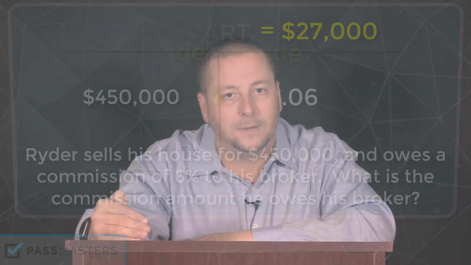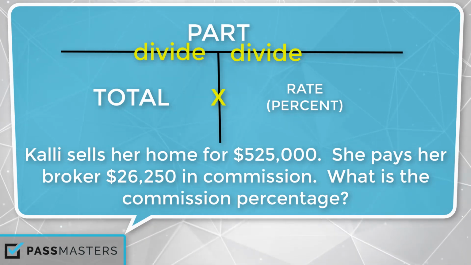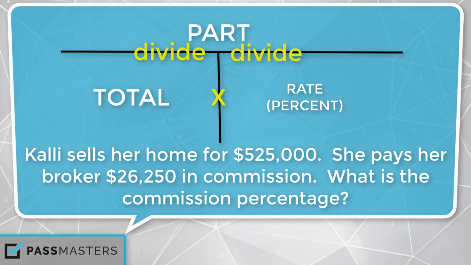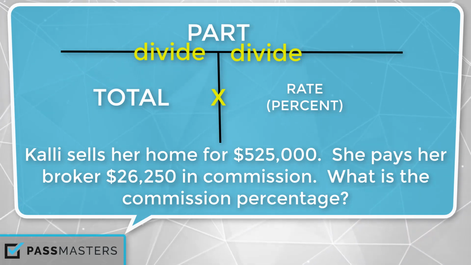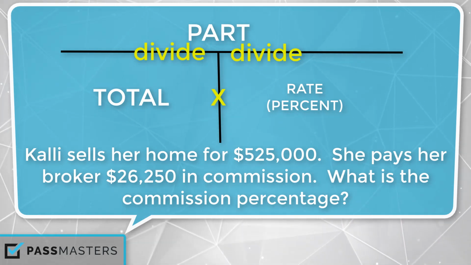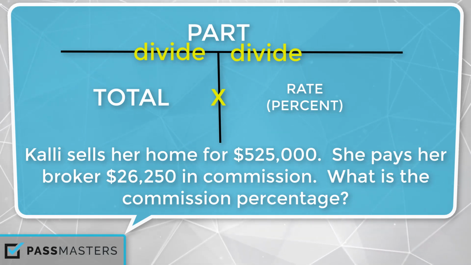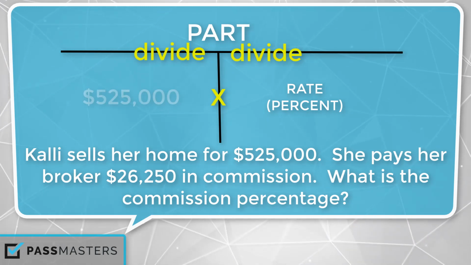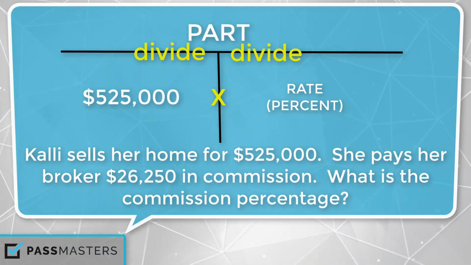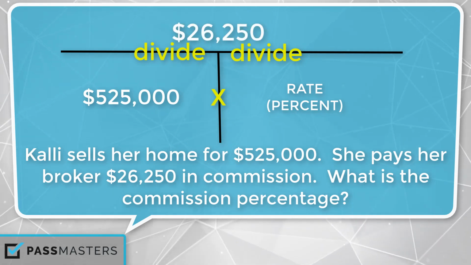Now let's look at a different example. Second question. Callie sells her home for $525,000. She pays her broker $26,250 in commission. What is the commission percentage? Okay, so again, 2 bits of information. You just need to know where you're going to plug them in on this T-chart. 525,000, that's the total, goes in the bottom left. 26,250, that's part of the total. That goes in the top.